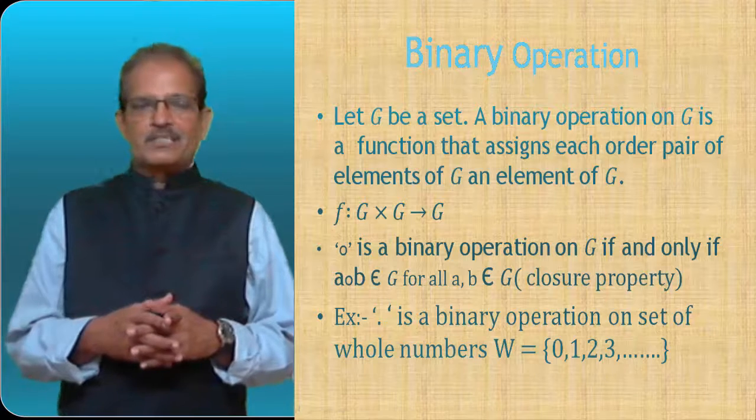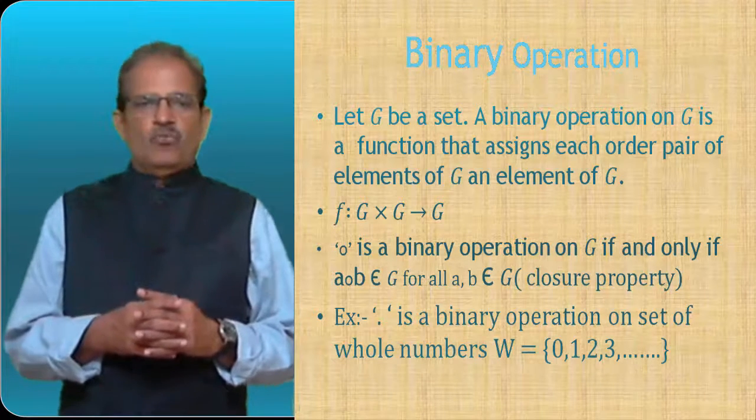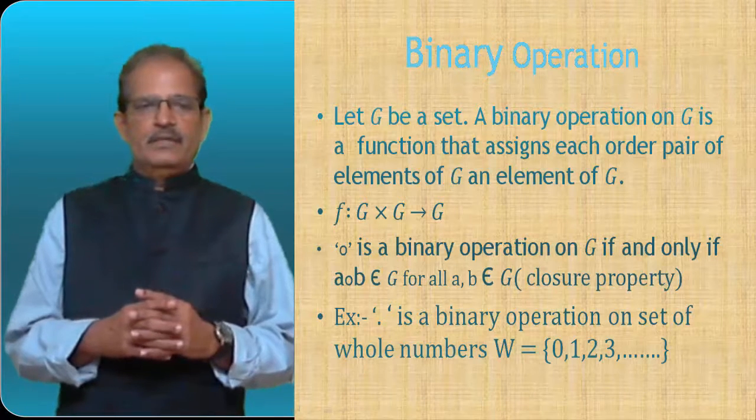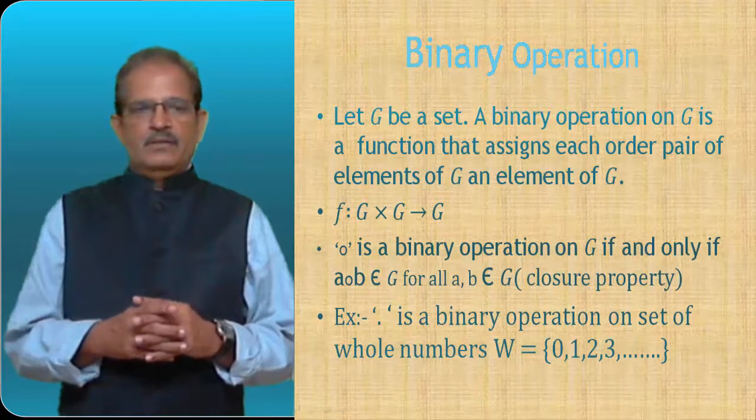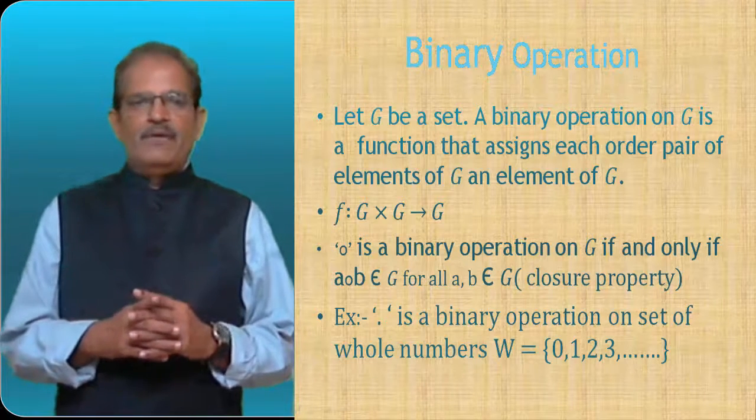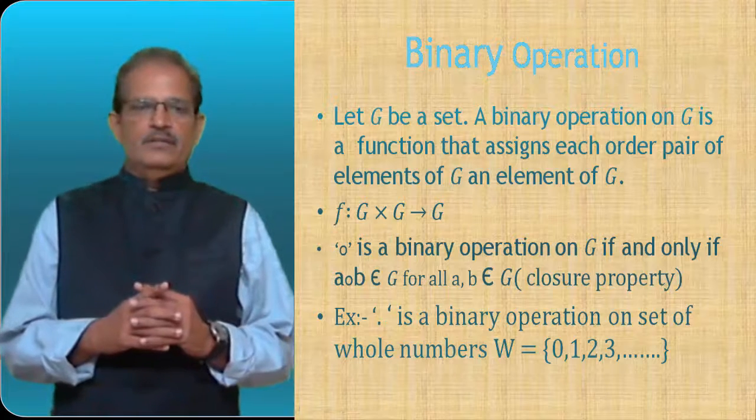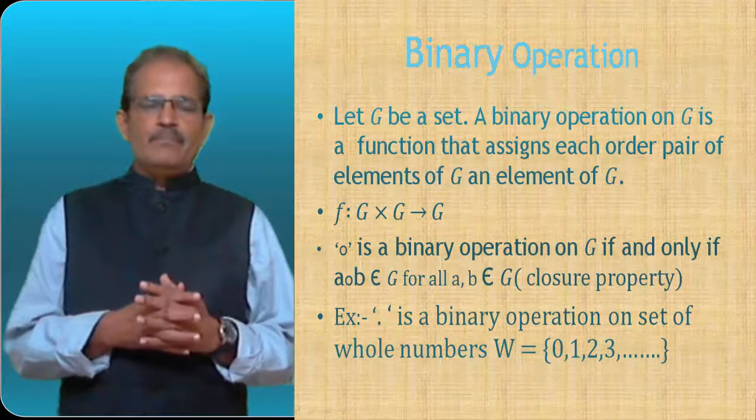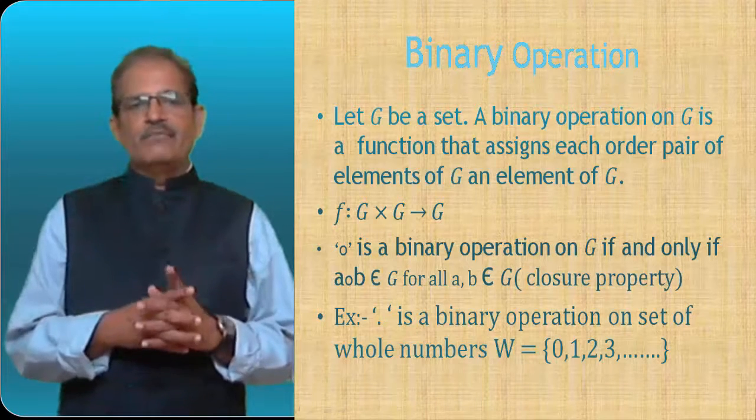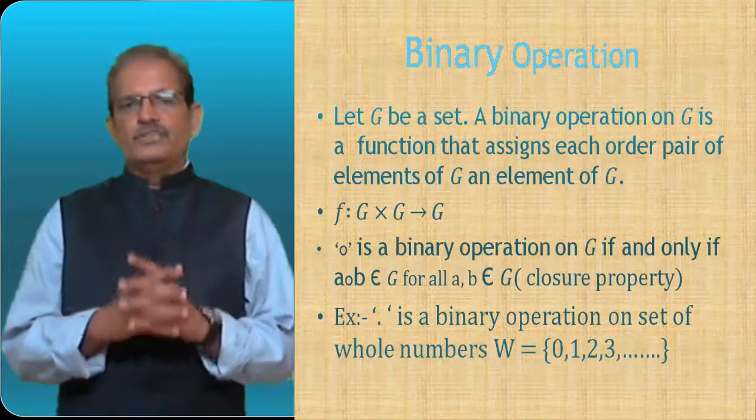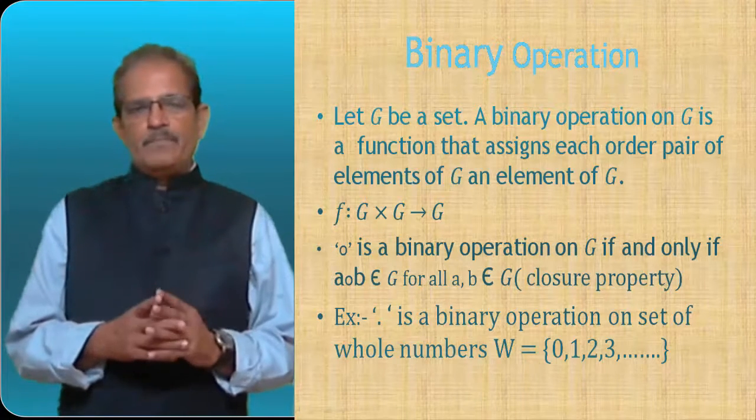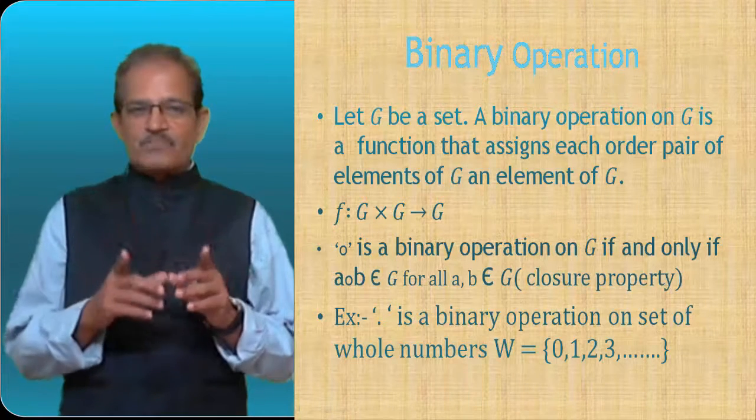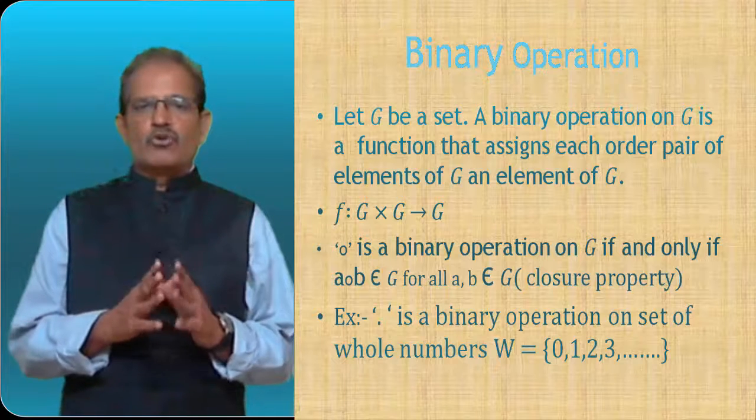the binary operation is an operation on ordered pairs. O is a binary operation on G if and only if A O B belongs to G. So, when A, B are two elements of G, the image of ordered pair (A, B), the result, is A O B. That A O B should belong to G. Then you can say O is a binary operation on G. This property is generally called closure property.